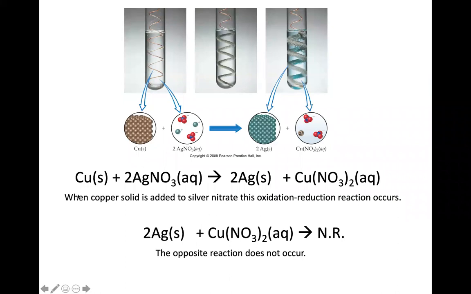If you add copper to silver nitrate, a redox reaction takes place. If you start with the products and say, well, let me just run it backwards, it's not going to spontaneously run backwards. So our last skill is we want to be able to predict whether a redox reaction will take place or not.